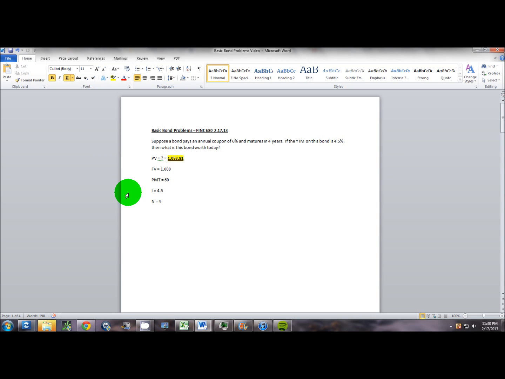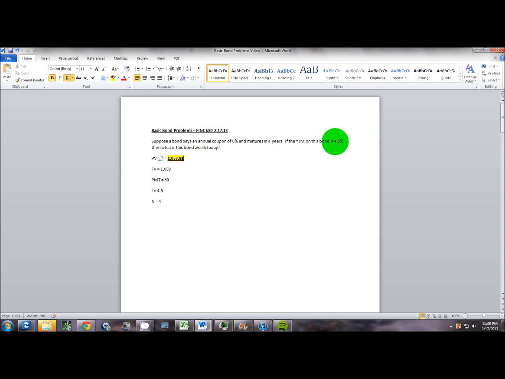So I've got 4 different problems here that I wanted to walk through in terms of how to set up and how to key into your calculators. Let's go ahead and start with this first problem. The first problem is a really basic bond problem. We have a bond that pays an annual coupon of 6% and matures in 4 years.